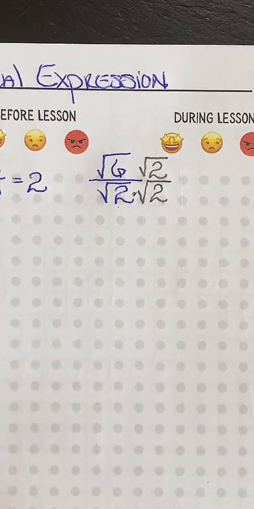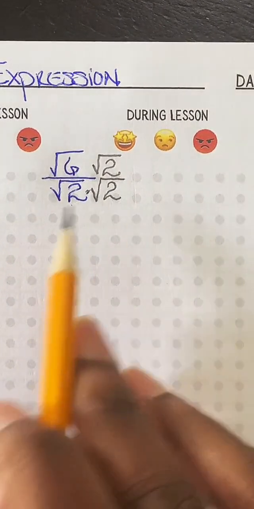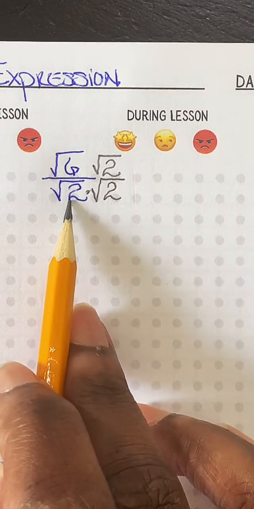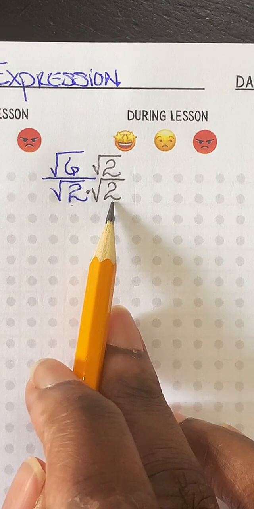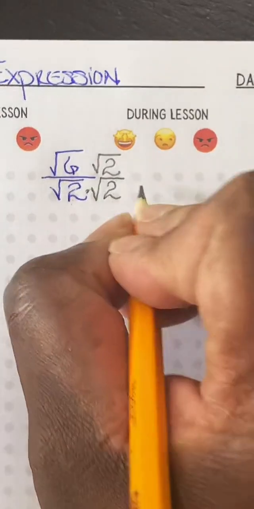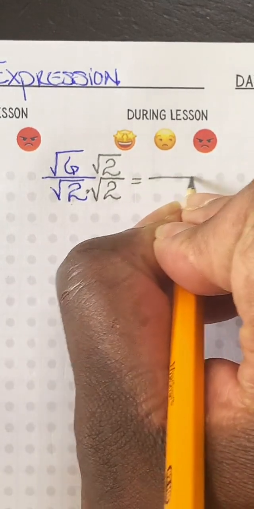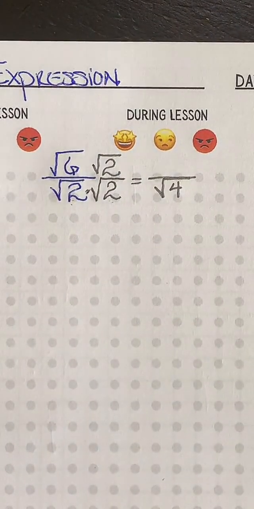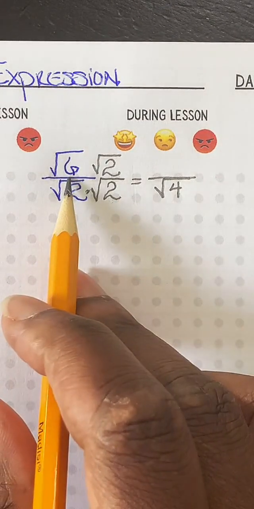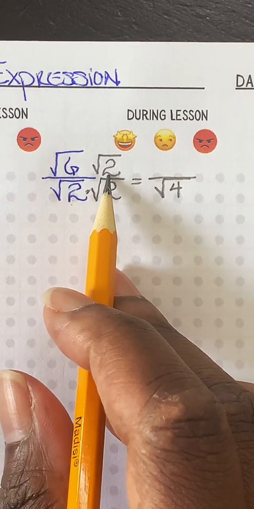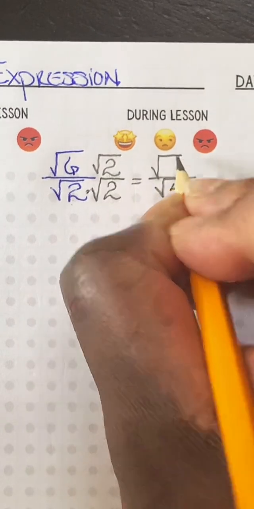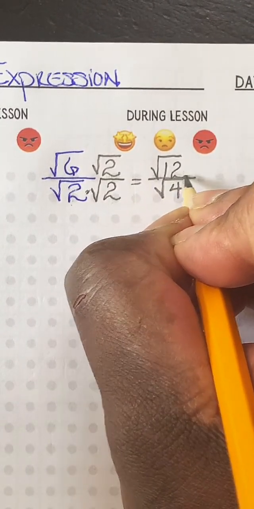And for those that weren't here last night, I did a little shortcut. In my denominator, I have the square root of 2 times the square root of 2. So 2 times 2 will give me 4, and it's actually going to be the square root of 4. Up in my numerator, I have the square root of 6 times the square root of 2. Since they're both radicals, I can multiply them and get the square root of 12.